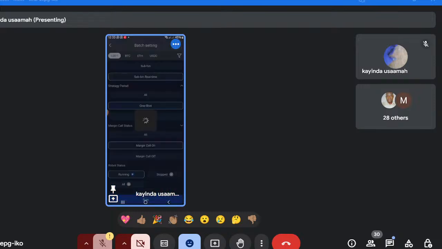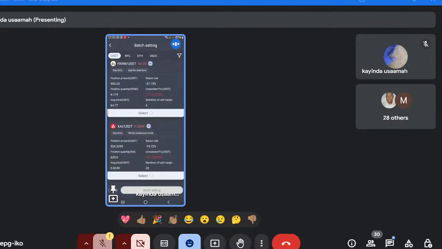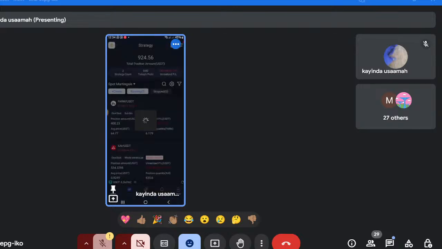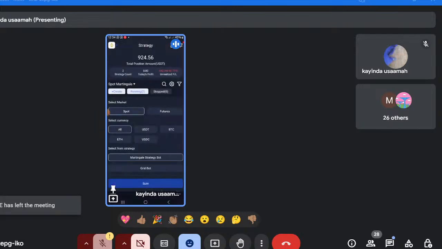Let's come back. So here, the batch setting technically helps you do one action for all. That's what that icon does. The next icon is a filter still. You can filter what you want. Do you want the futures market? Okay. We saw all that.